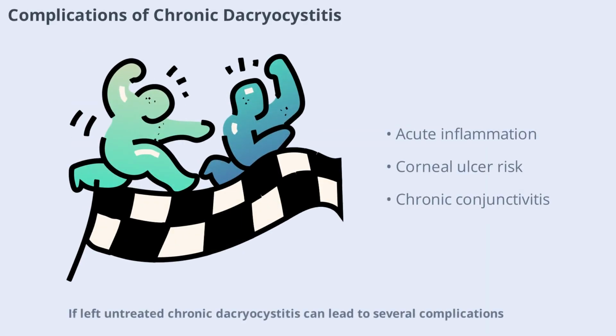If left untreated, chronic dacryocystitis can lead to several complications. These include acute dacryocystitis, corneal ulcers such as ulcus serpens, and chronic conjunctivitis. Early recognition and management are essential to prevent these potentially serious outcomes.